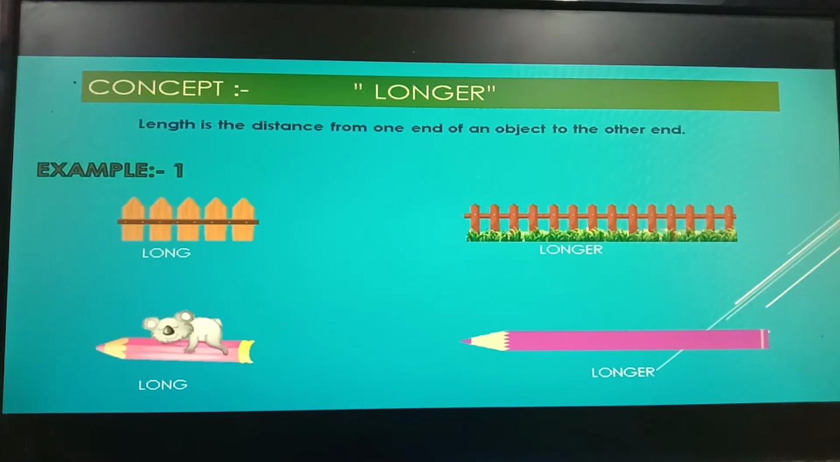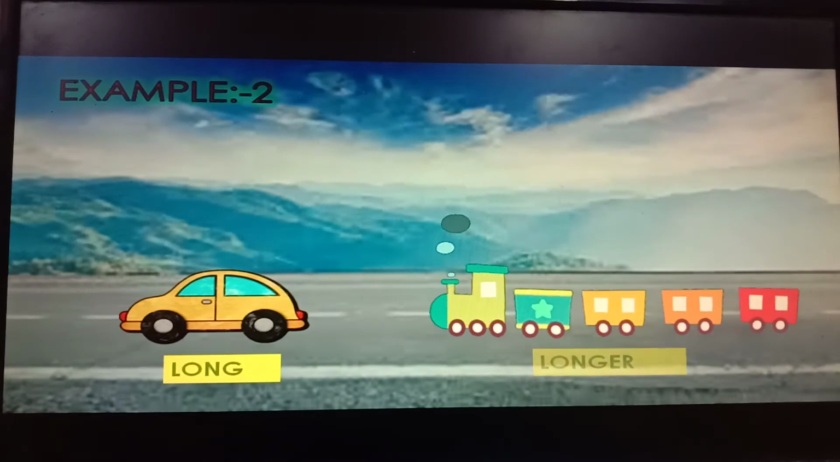Length is the distance from one end of an object to the other end. Example 2. Car and train are here. Car is long but train is longer than car.